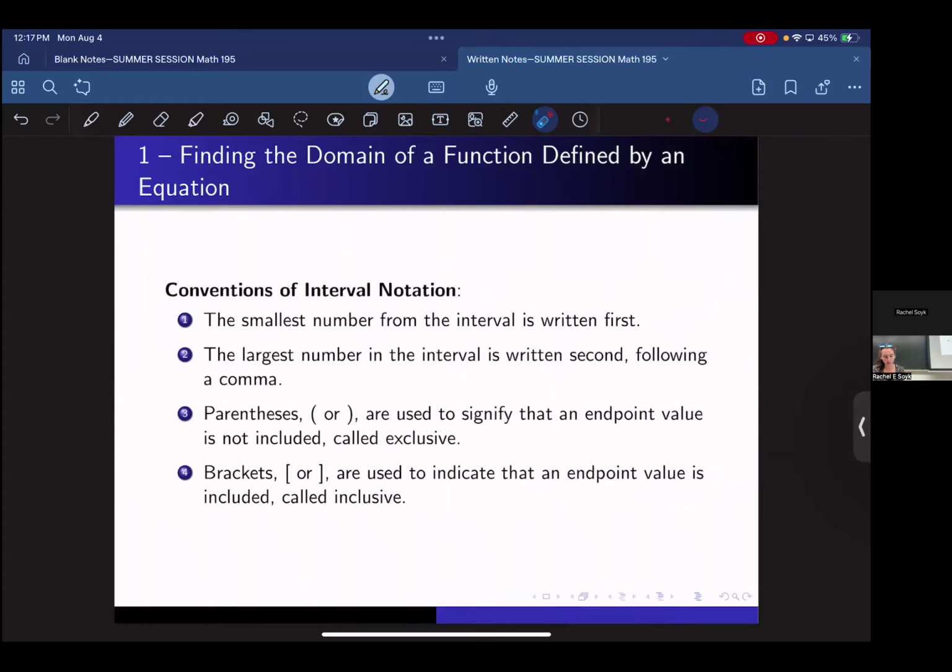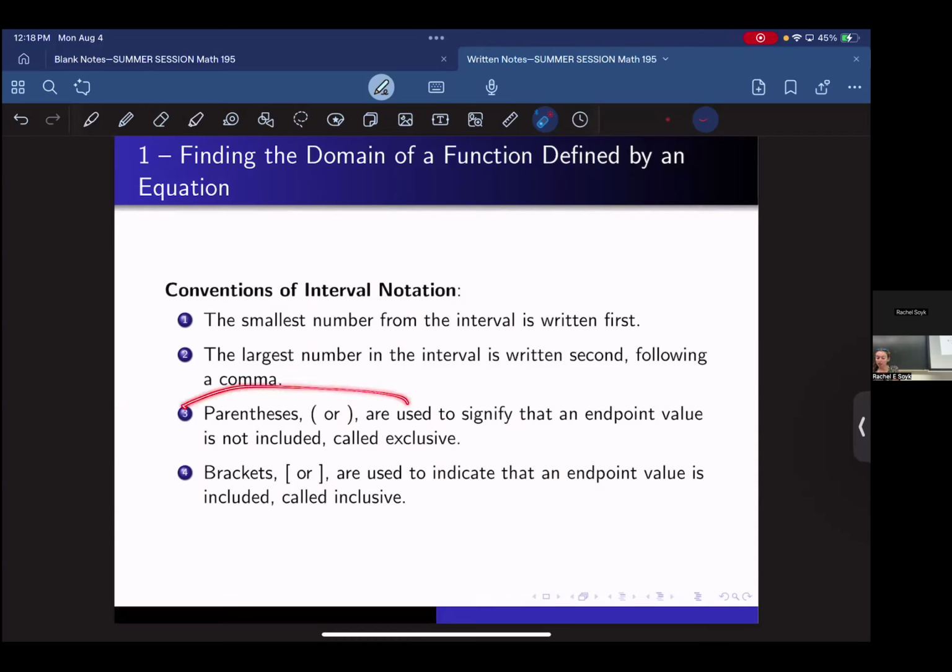Okay. Our first objective, finding the domain of a function defined by an equation. So I just want to run through very briefly interval notation, because say 90% of the time we're going to be using interval notation in order to write out our domain and ranges of certain functions. And you guys have been educated on it a lot in Math 190, but it's the summer, people forget things. So I'll just very subtly touch upon it.